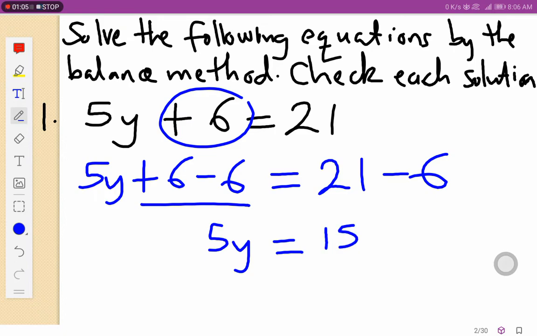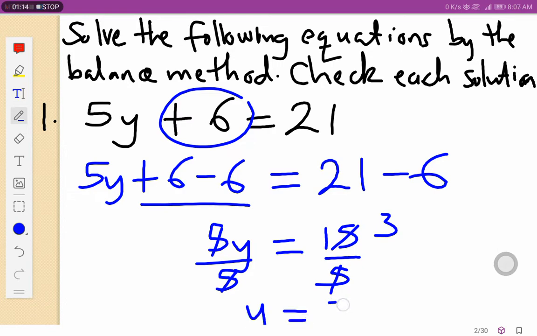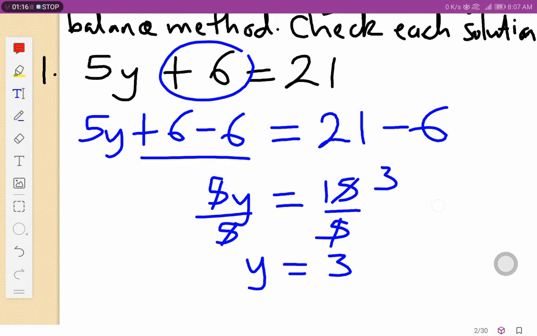Now to get my y, I can divide by 5 both sides. So at the end of the day, my y is going to be equal to 3. Okay, so I have my y as 3.